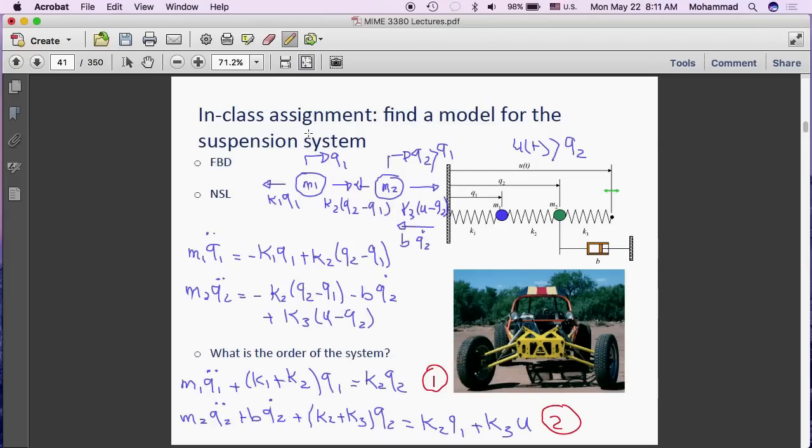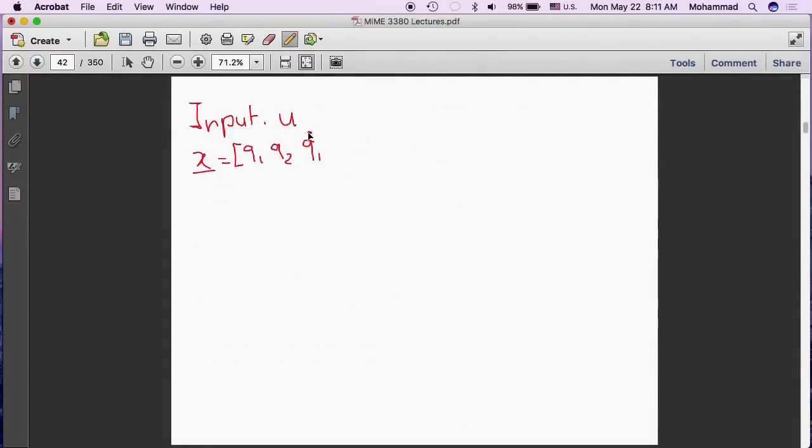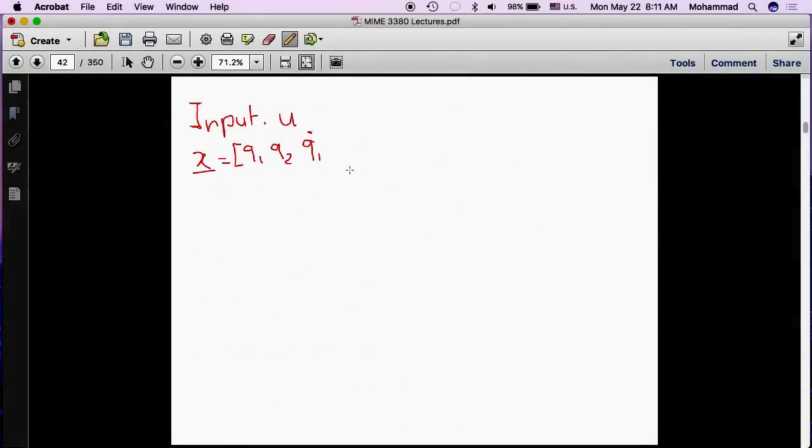What two state variables would come from the second equation? Position and velocity of the second mass. So we already included position of the second mass. I'm going to now include the velocity of the second mass. And these four together form a column vector.